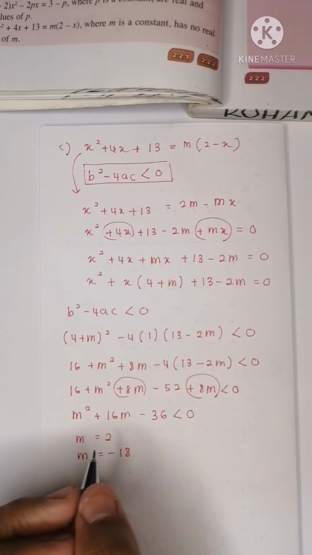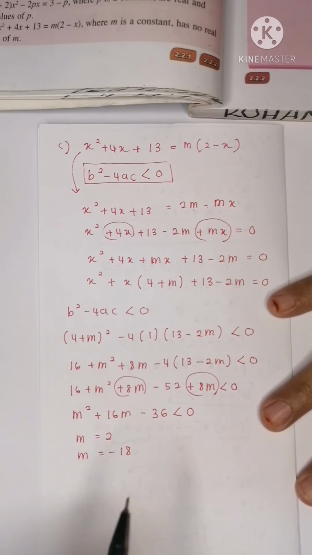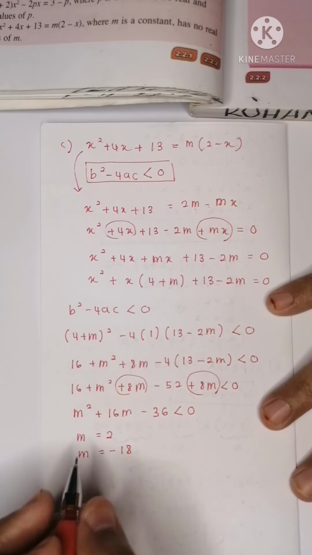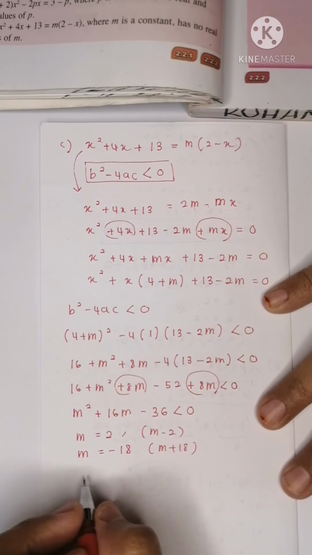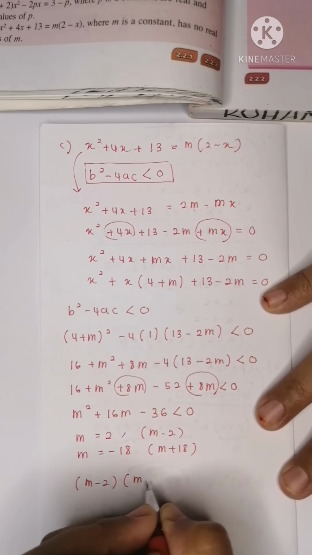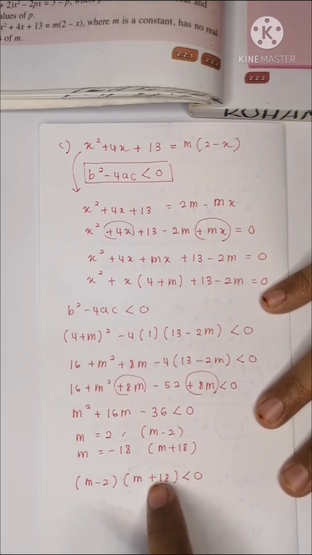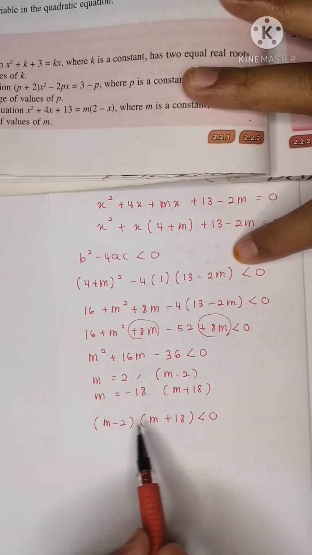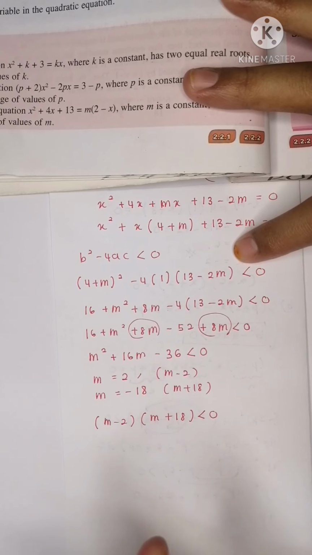Now the range. The question asks you for the range, right? For this one, the range is like this. You will get (m minus 2)(m plus 18) less than 0. So we still cannot find the range because there are 2 values here. Guys, we continue. This is not finished yet because we didn't know the range.